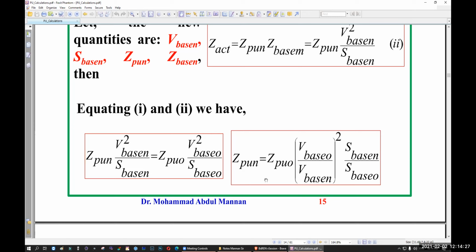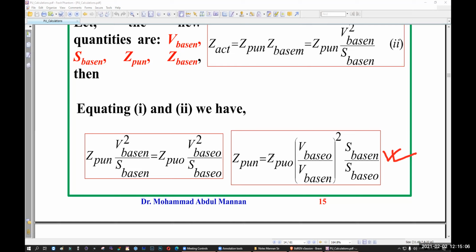So from there, can we make a formula like this one? So the only formula you have to memorize is this one. Z per unit new will be Z per unit old into V old by V new whole square, into S new by S old. Remember, these are different. Old V is up, S is down. V base new is at the bottom, and S base new is at the top. Remember, this might be confusing, but you have to memorize this one.